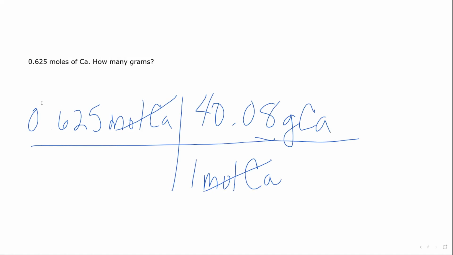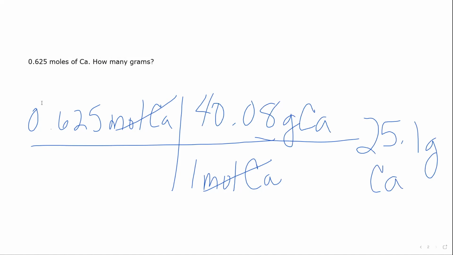So what we need to do is multiply. We have 0.625 times 40.08. And watch the sig figs, since we only had 3, it is 25.0, or actually, I get 25.05, so 25.1 grams of calcium. That's our answer.